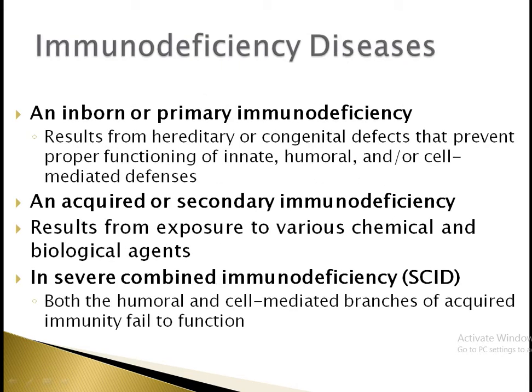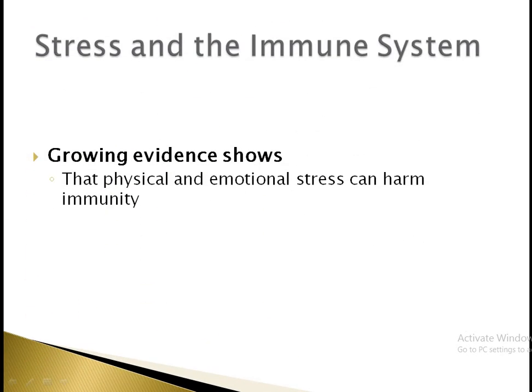An inborn or primary immunodeficiency results from hereditary or congenital defects. Acquired or secondary immunodeficiency results from exposure to various chemical and biological agents. In severe combined immunodeficiency, both the humoral and cell-mediated branches of acquired immunity fail to function. Through further research, it is confirmed that physical and emotional stress can harm your immunity.